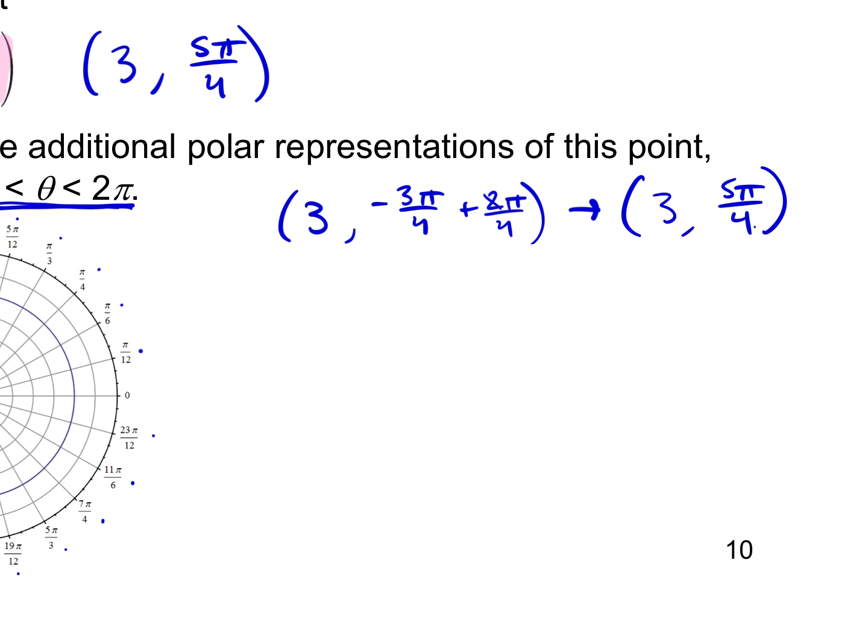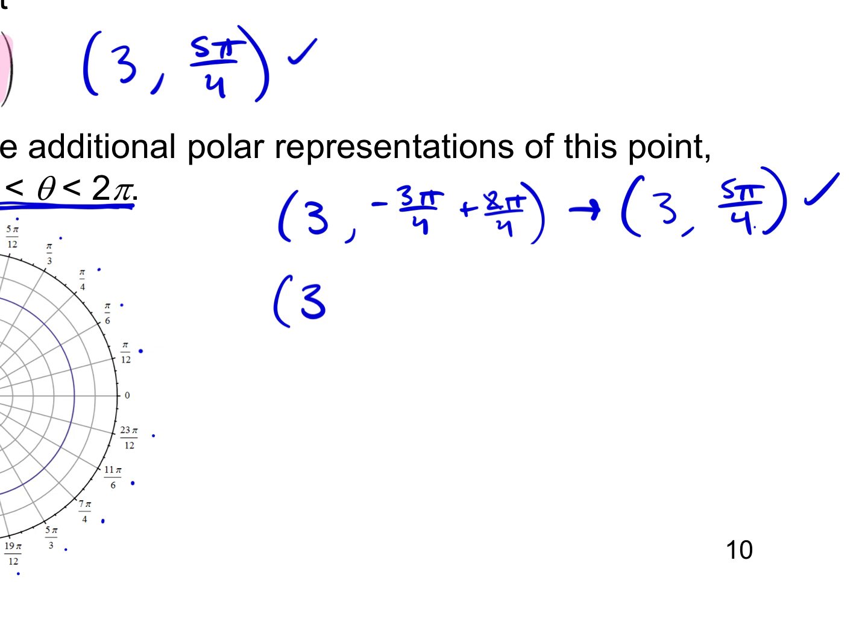Is 5 pi over 4 smaller than 2 pi? Think, is 5 over 4 smaller than 2? Yeah, so this works. So this is going to be, and we set it here. That was the same angle. So this is a point that we have.